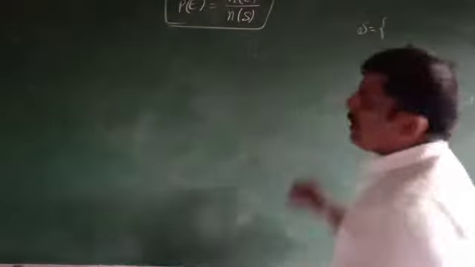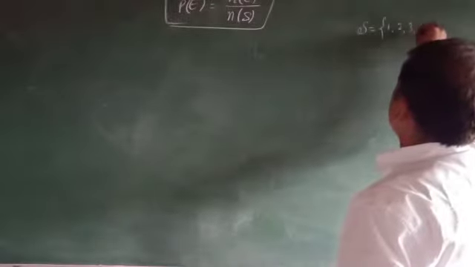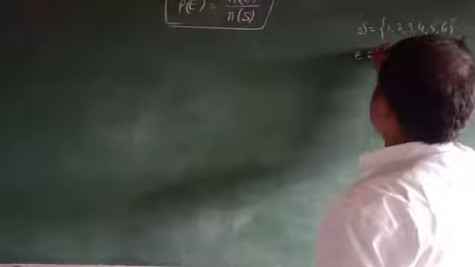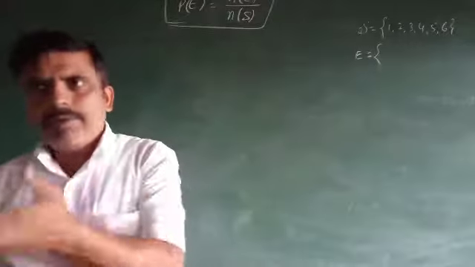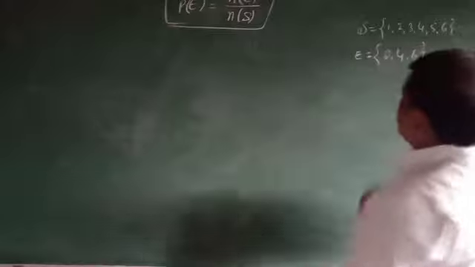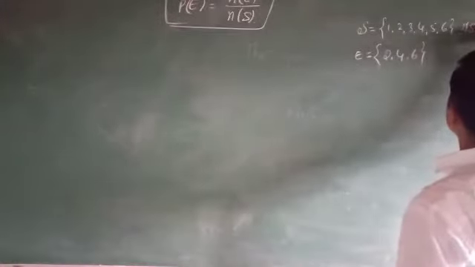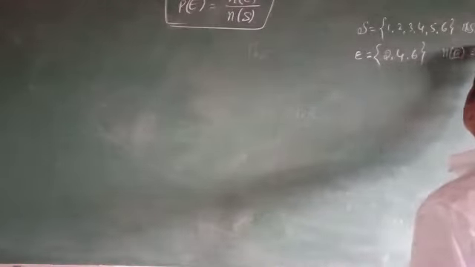For example, when throwing one die, the sample space S is 1, 2, 3, 4, 5, 6. The event is getting only an even number, so E is 2, 4, 6. The number of elements in the sample space S is 6, and the number of elements in the event is 3.